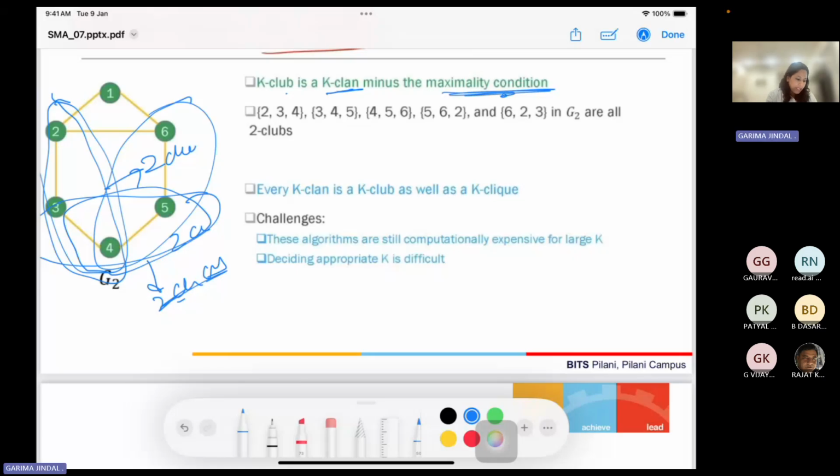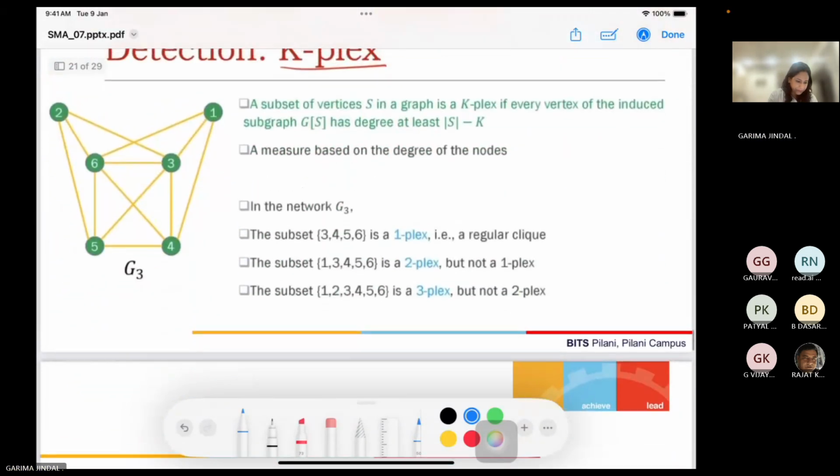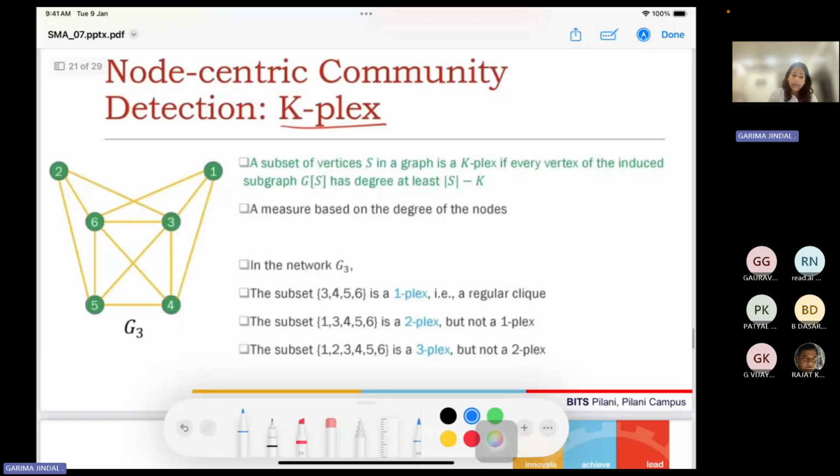Now in this particular technique, there were two challenges. One is that these algorithms are still computationally expensive when we have a large value of k. And also, again, deciding the value of k was difficult. So now there was another measure that they identified, and that is called k-plex.